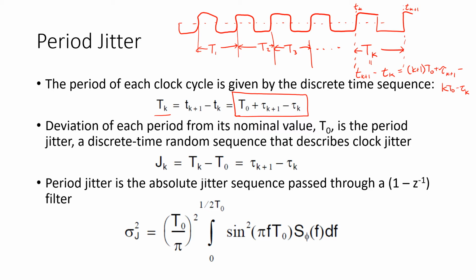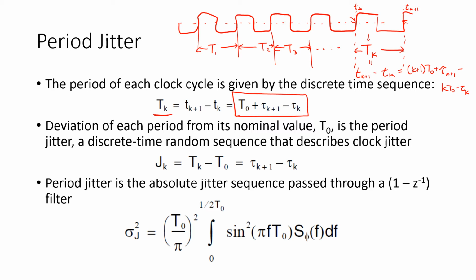Tk is the nominal period plus the deviation of this rising edge from its ideal point minus the deviation of this edge from its ideal point. Now this makes sense because if both of those rising edges were a little bit late in an absolute sense, we wouldn't observe that by looking just at the period tk. Tk would still be its nominal value of t0. If both edges were early, then again, we wouldn't be able to observe that in tk. It's when one is early and one is late that we start seeing a difference in the period tk.